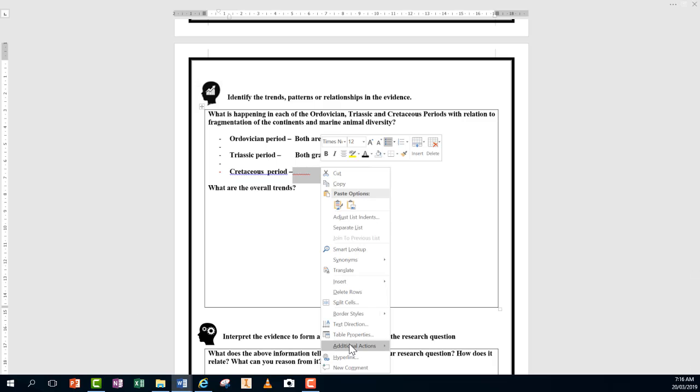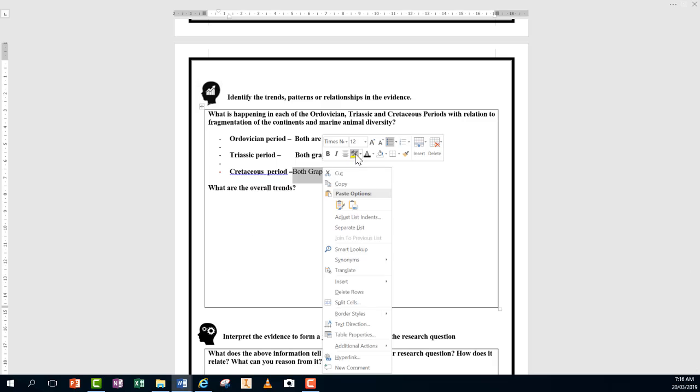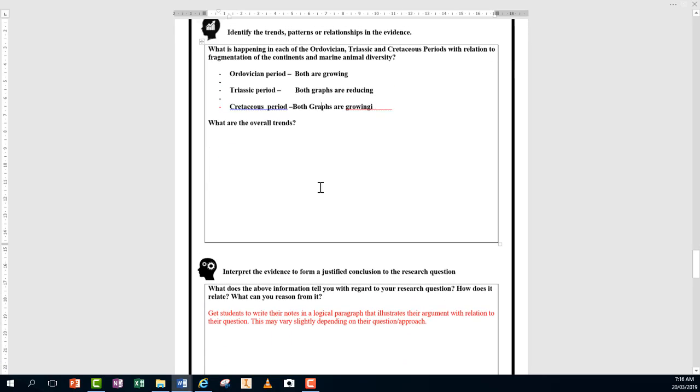Now, I'm not sure what's happened there, but it's gone white, so I'll see if I can change the color of the text. Both graphs are growing. We are seeing there. Again, I've done this very quickly for the sake of the video. I would expect you to put a bit more information there. Okay, now what are the overall trends?